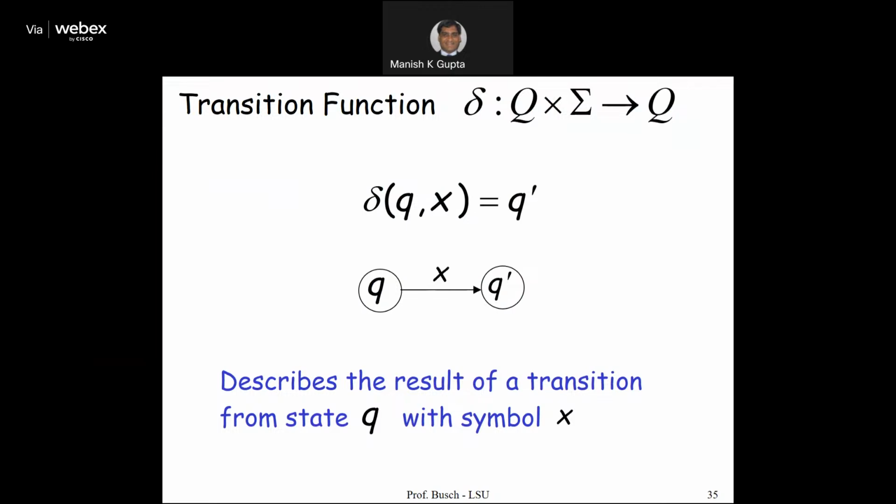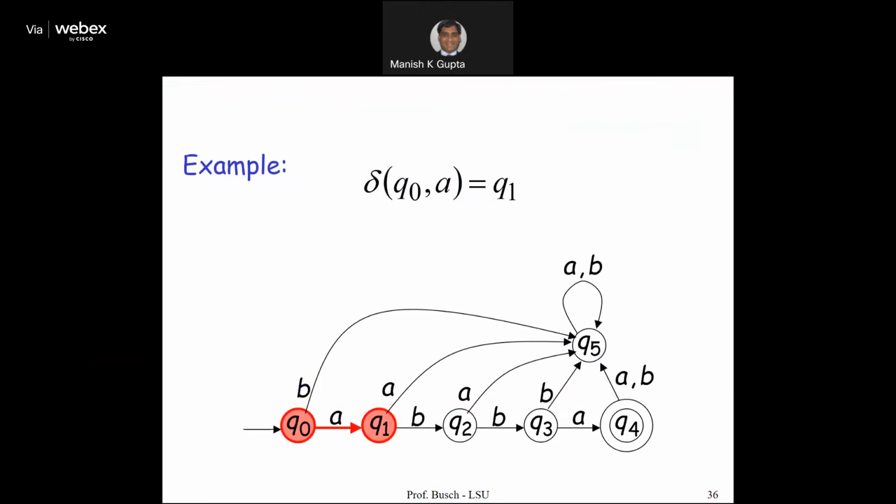The transition function we should describe. Delta is reading some symbol: you are in state q, after reading some symbol, where do you go? That's what we are doing all the time. So the transition function can be described like this. Delta of q naught, a is q1. Delta of q naught, b is q5, and so on. You can write down all the transition functions.